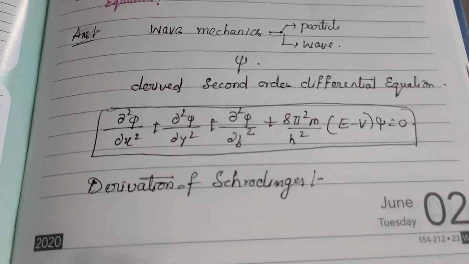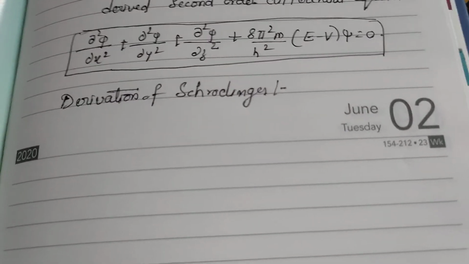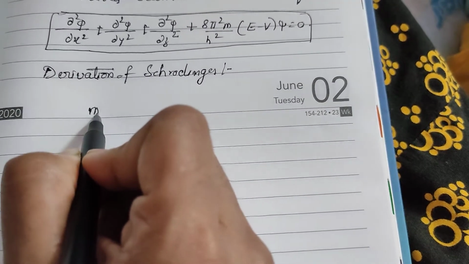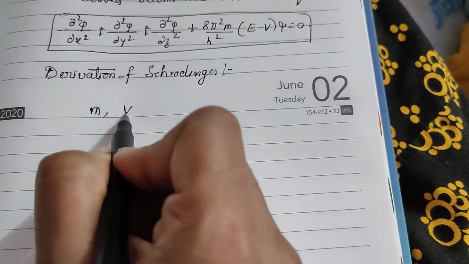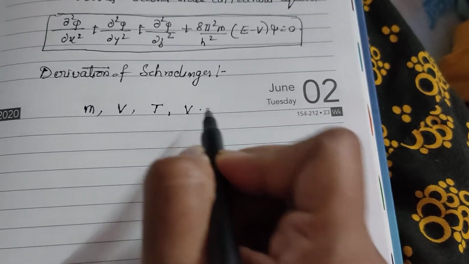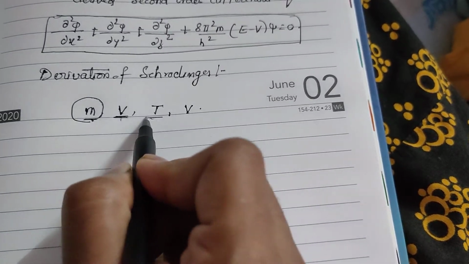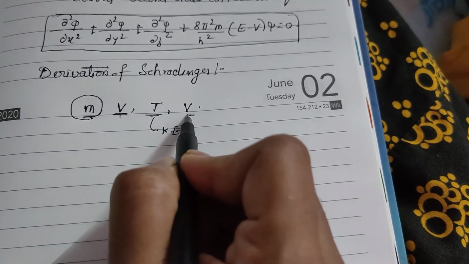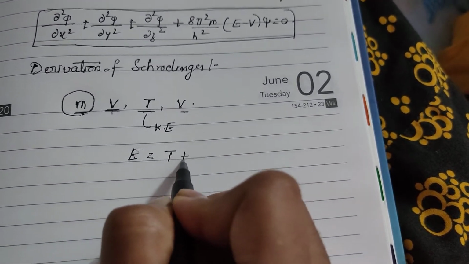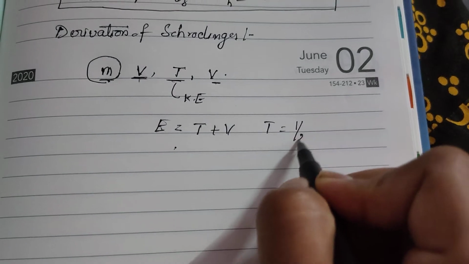For the derivation of the Schrodinger wave equation, the first thing we should do is imagine a particle, which can be an electron or anything. Let this electron have a mass m and move with a velocity v, with kinetic energy T and potential energy V. The total energy of the particle will be the sum of the kinetic energy plus the potential energy. We know that the kinetic energy T equals half mv square, right?